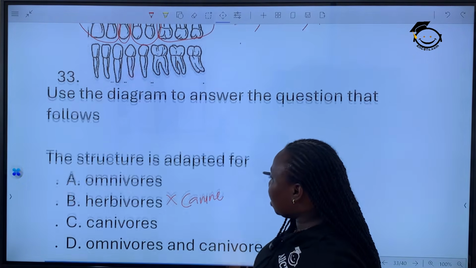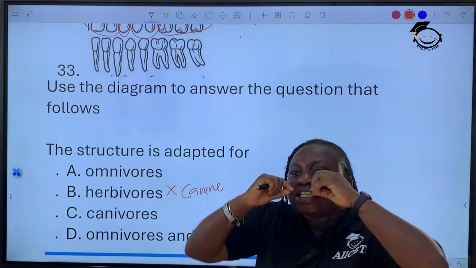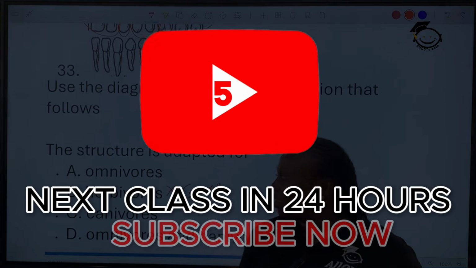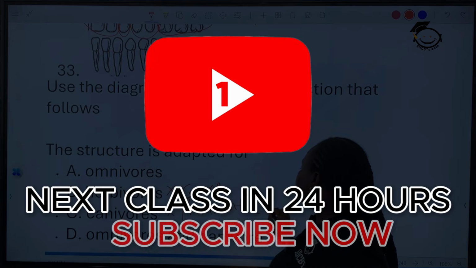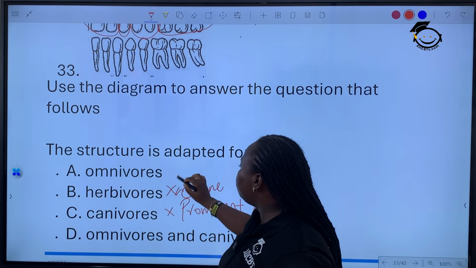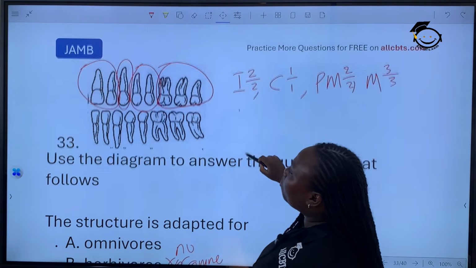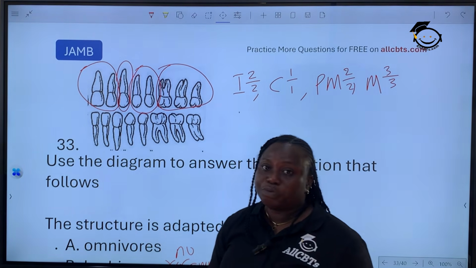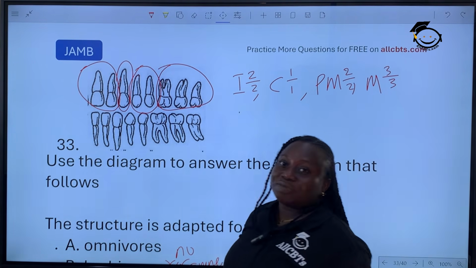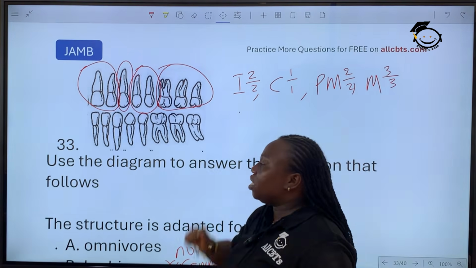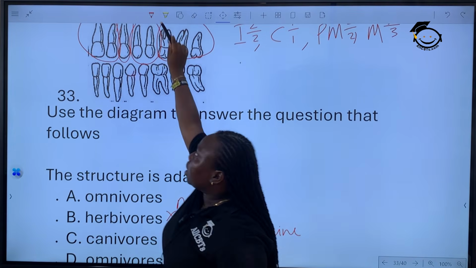Now, the reason why it is not also a carnivore, for example, if you look at a dog, when you look at their teeth, it's prominent. Their canines are prominent. So these ones, they have prominent canines. Those ones have no canine. So can you see that? And now in this particular one, this canine is not prominent, and they have canine. So this means that this particular organism cannot be herbivore and it cannot be a carnivore. So it is going to be an omnivore. Our answer is option A.